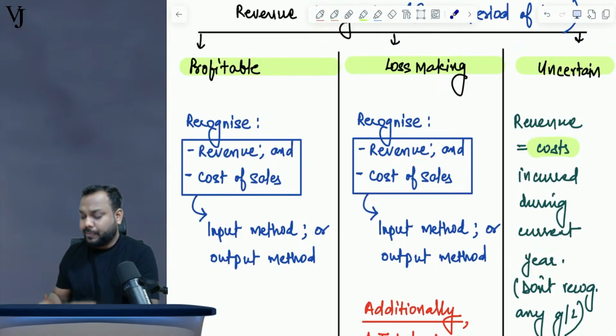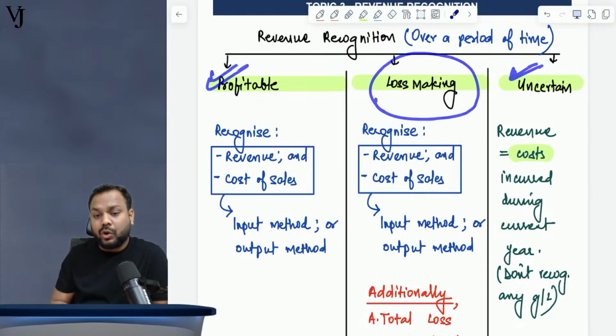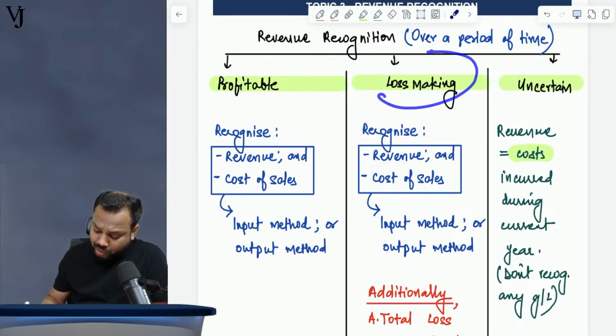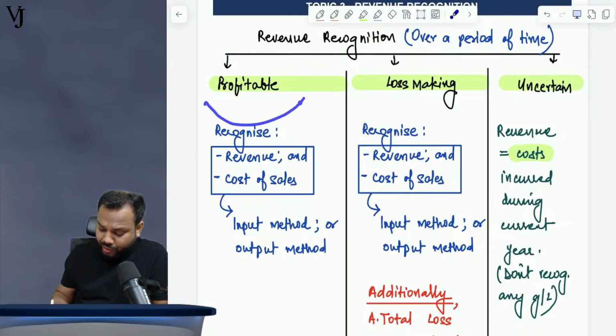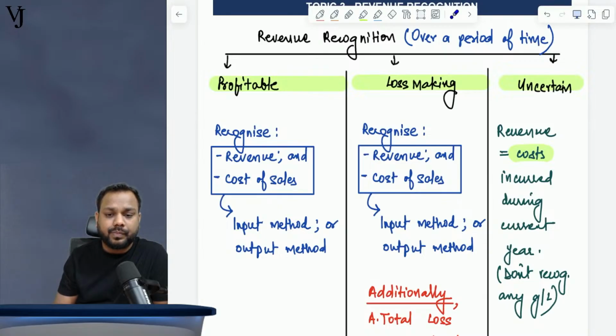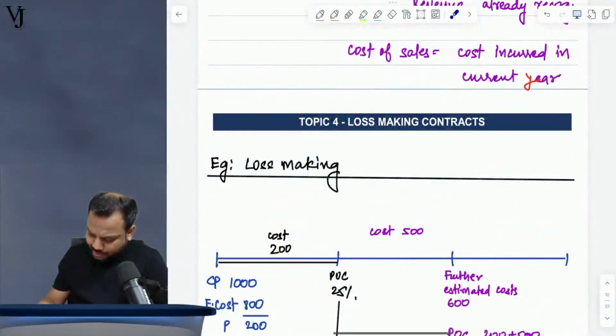Is that clear, everyone? We discussed profit making contracts and uncertain contracts. We have not yet discussed loss making contracts. But before that, please tell me, is profitable and uncertain clear to all of you? You want me to take up an example of profitable? Okay, let me take it up.